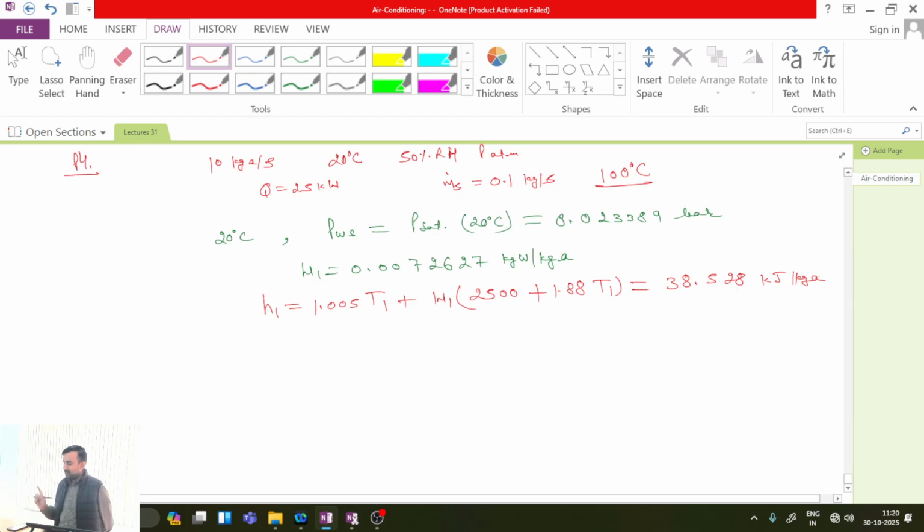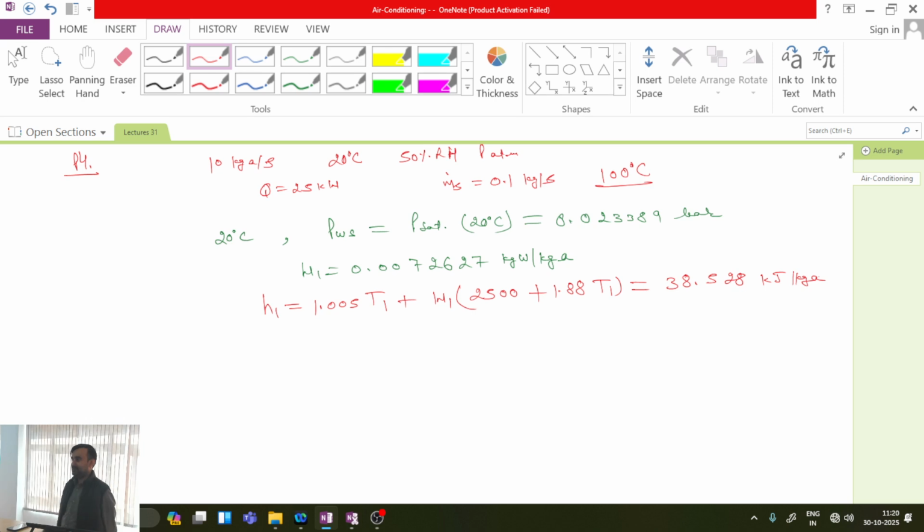Because I have kept only this session for numericals, and next session we will discuss other concepts, let's try to do as many numericals as possible. H1 is done. What should be the next step? How to calculate W2? Very easy. W2 is only coming from the steam rate. So m dot A into W2 minus W1 will be equal to m dot S. Tell me how much W2 is.